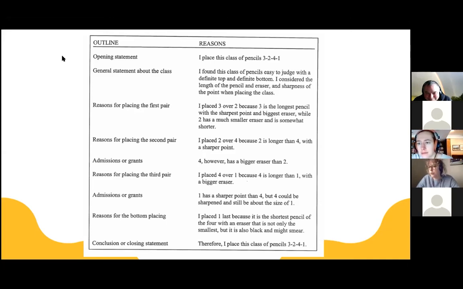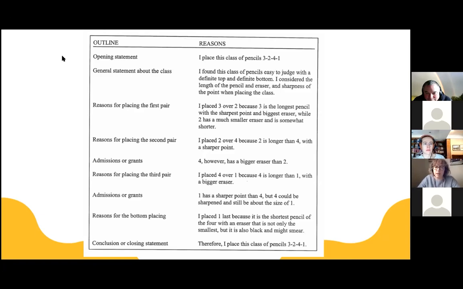Then we'll talk about our third pair, the bottom pair, which is pencil 4 and pencil 1. And pencil 1 was the worst. That thing looks like it's been through a war. So I placed pencil number 4 over pencil number 1 because pencil 4 is longer than pencil 1 and it has a bigger eraser. But then again, we can say something nice about pencil 1, because it's still a contender, it's still in the class. So pencil number 1 has a sharper point than pencil number 4. But pencil 4 could be sharpened because it's longer still and could still be about the size of pencil number 1 by the time it's all done.